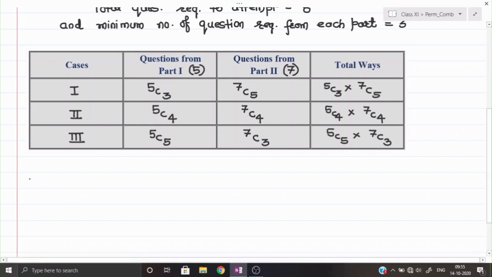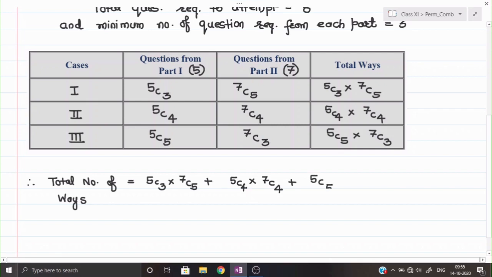So here we will write down, therefore total number of ways will be equal to, first of all 5C3 into 7C5, plus 5C4 into 7C4, and plus the last one is 5C5 into 7C3. Now let us simplify this one.